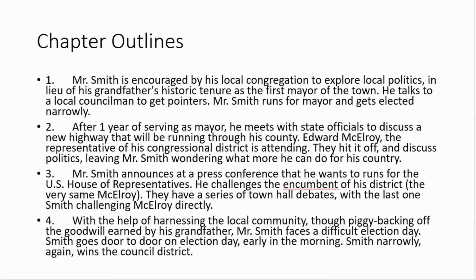Chapter 2. After 1 year of serving as mayor, he meets with state officials to discuss a new highway that will be running through his county. Edward McElroy, the representative of his congressional district, is attending. They hit it off and discuss politics, leaving Mr. Smith wondering what more he can do for his country.